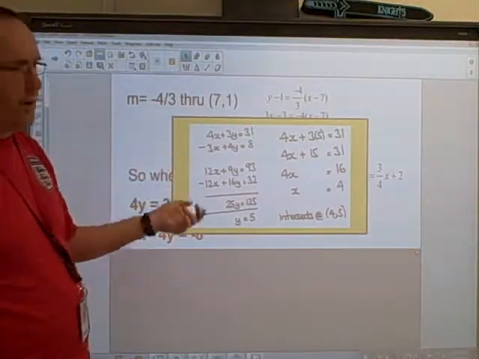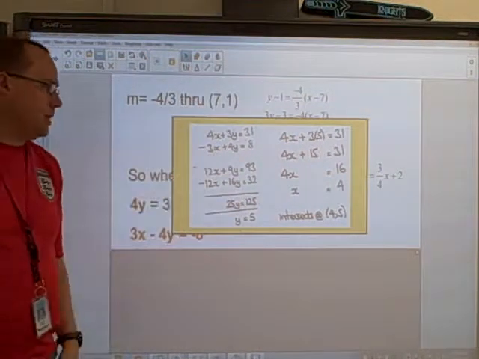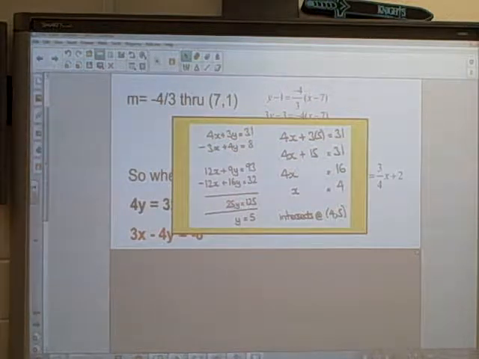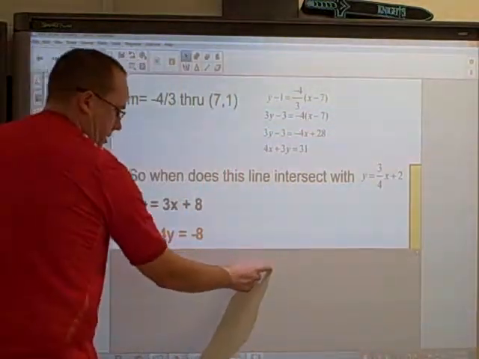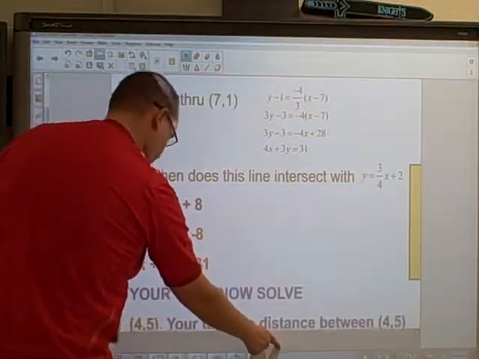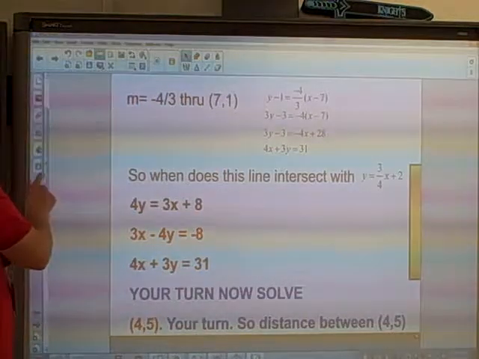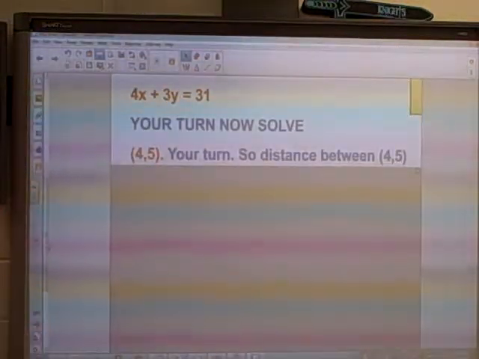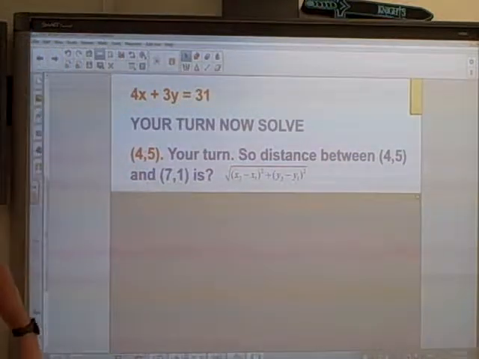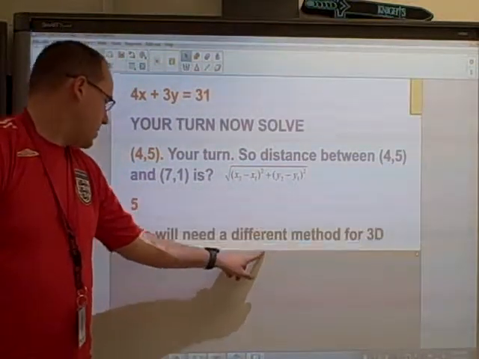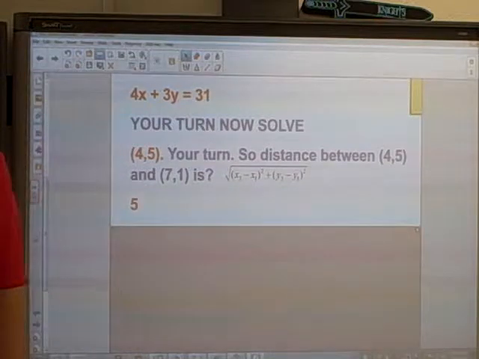So if you rearrange the other equation that we saw, you end up with this. And then if you go ahead and solve that system of equations, then you should find that it intersects at (4, 5). And you might wish to pause the video to take a slightly longer look at this. So when we found that system, we found that it was (4, 5). And remember what the question said. How far is it from that point we were given to this point here? So we're going to use our distance formula, and you should find out that it was 5.